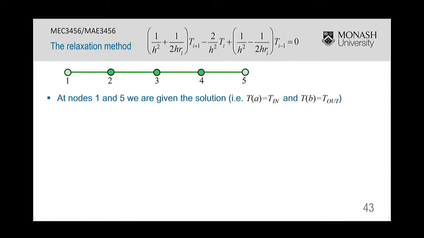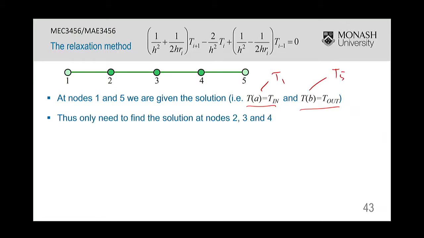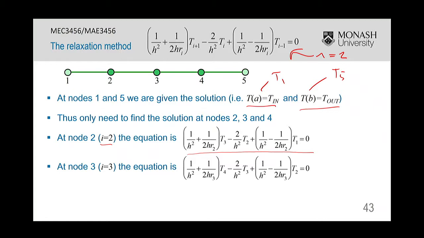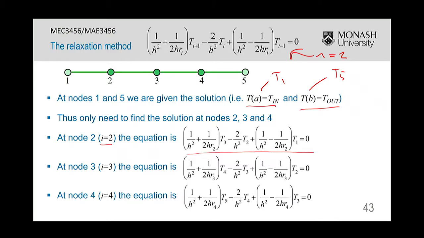How does this help us? Well, first of all, at nodes 1 and 5, we're given the solution. We're given some boundary conditions. T(A) is equal to T in, and T(B) is equal to T out. So T(A) is clearly T1, T(B) is T5. Therefore, we only need to find the solutions at nodes 2, 3, and 4. So let's write the equation explicitly at node 2. At node 2, i is equal to 2. The equation looks like that. That's just plugging in i is equal to 2 in this expression up here. At i is equal to 3, the equation looks like that. And at i is equal to 4, the equation looks like that.